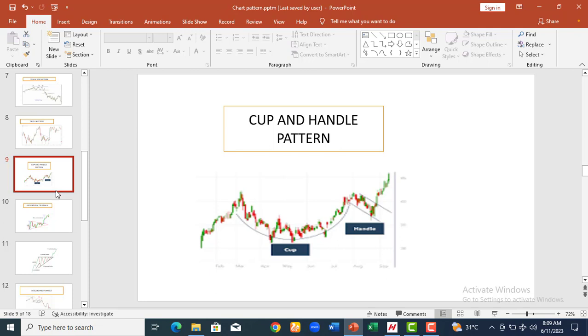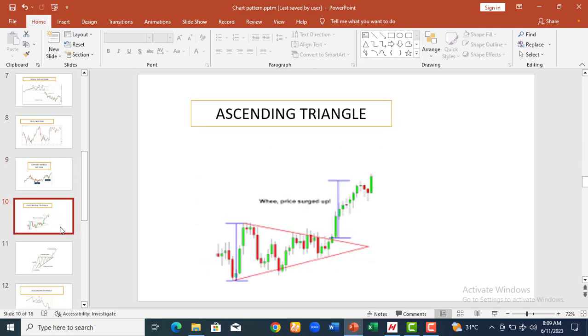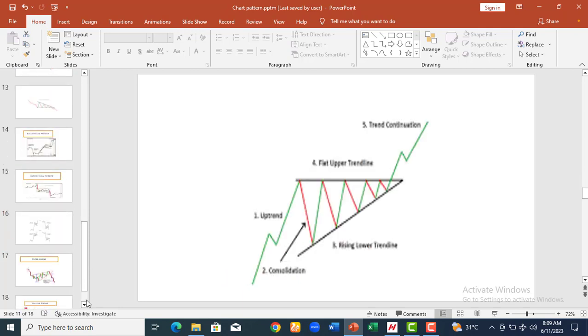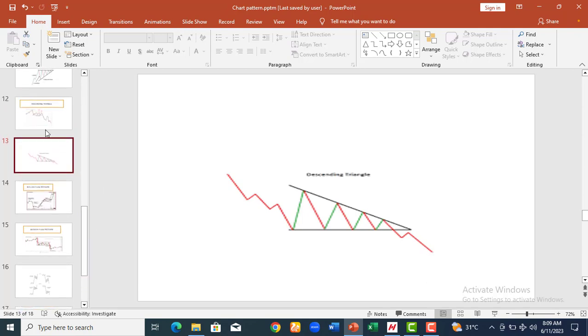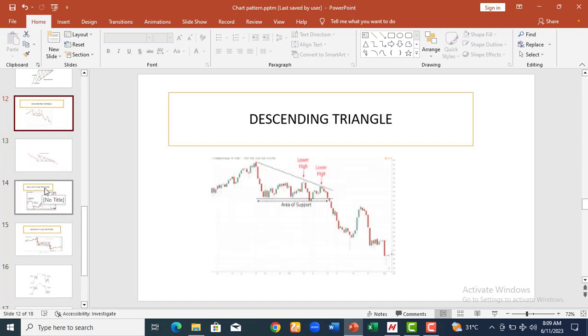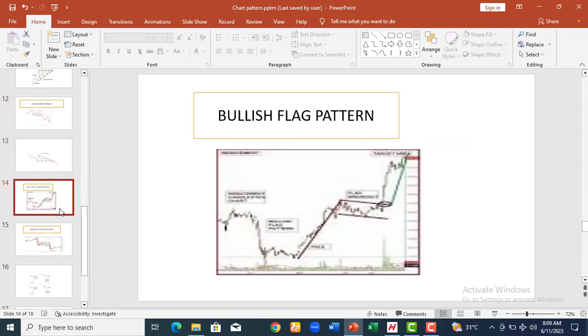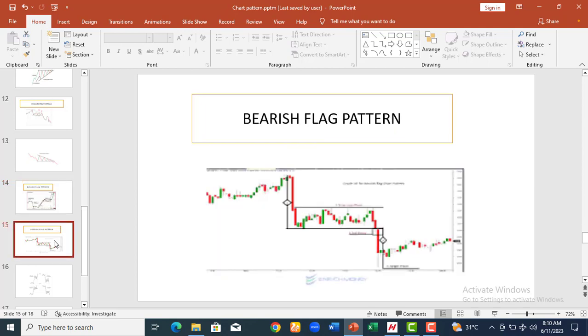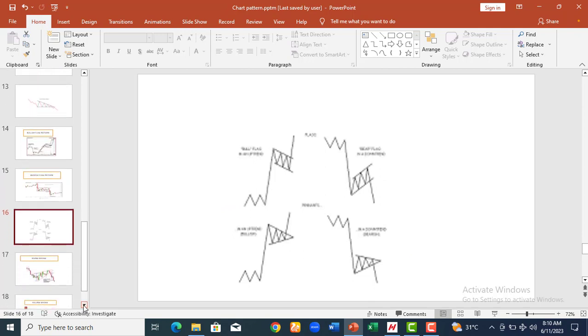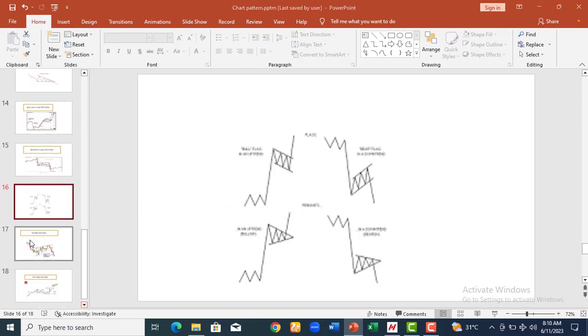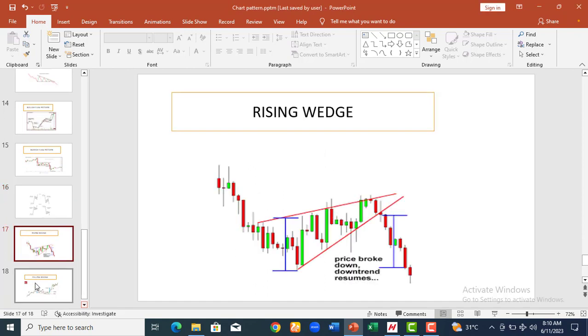Then we moved over to the continuation patterns. We introduced the ascending triangle, and I gave a diagram here. We introduced the descending triangle, something like this. I also introduced the bullish flag pattern and the bearish flag pattern, and we had this overall picture. So we also have the rising wedge and the falling wedge.